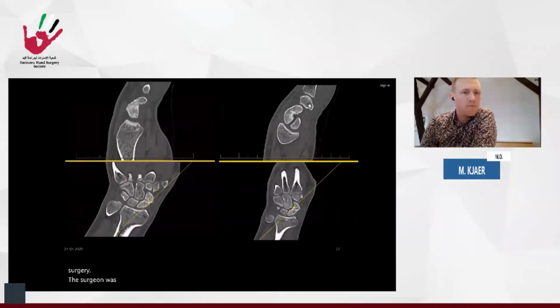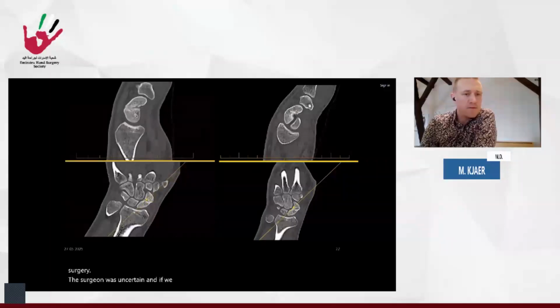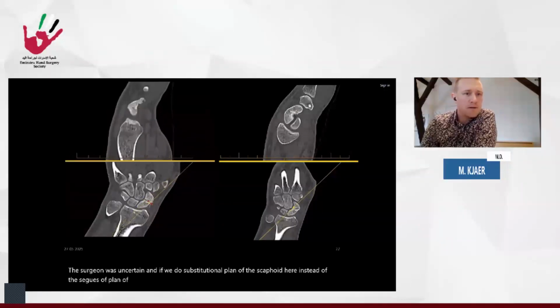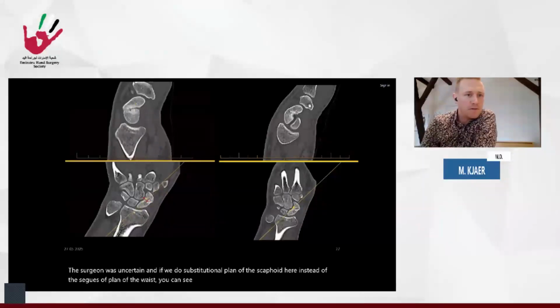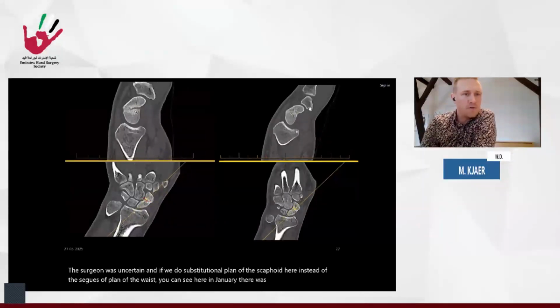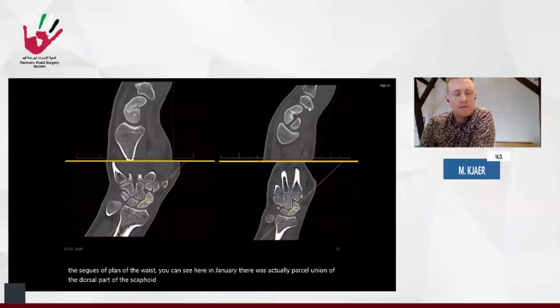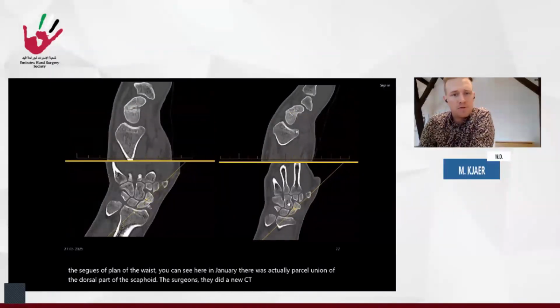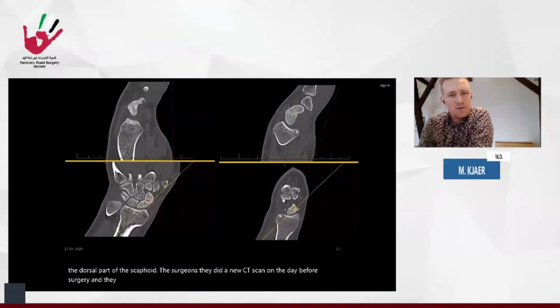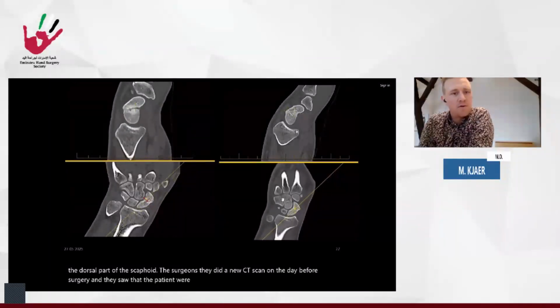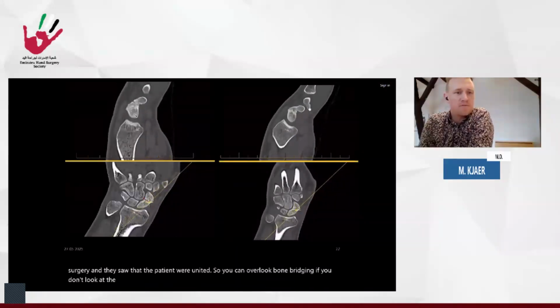And if we do a sagittal plane of the scaphoid here, instead of the sagittal plane of the waist, you can see here in January, there was actually partial union of the dorsal part of the scaphoid. The surgeons did a new CT scan on the day before surgery, and they saw that the patient was united. So you can overlook bone bridging if you don't look at the correct plane of the scaphoid.